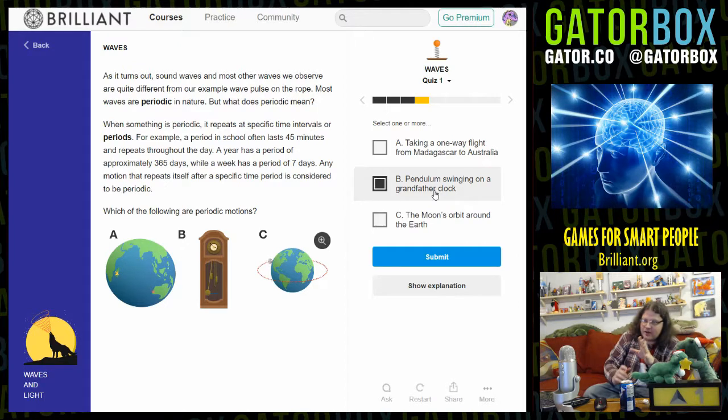B is one of the correct answers. I'm in on that one. But I'm not convinced that C is right. Because it's not a, like, the clock, it goes to the left, it goes to the right. That's what's defined as that. And then, see, the moon is constantly only moving in one direction. You know what I mean?